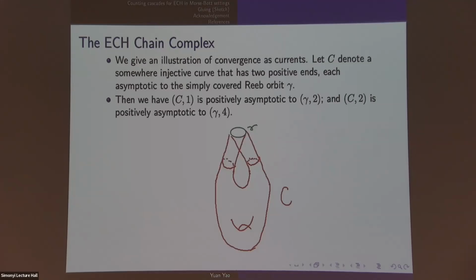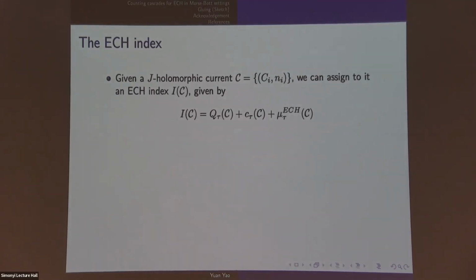Okay. So I have some J-holomorphic currents and some orbit sets. How do I count them? How do I make sense of a differential? And this is done with the help of an ECH index.